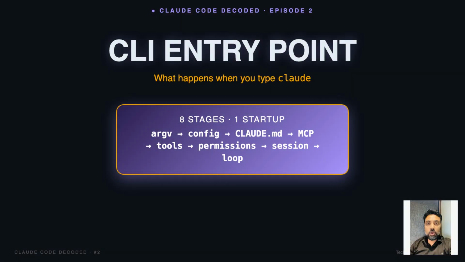Okay, Claude Code, Decoded, episode 2. Today we open the source. Specifically, we trace the path of what happens when you type the word Claude in your terminal and press enter. By the end of this video, you'll know exactly which code runs first, what gets loaded, in what order, and how Claude ends up sitting at that interactive prompt ready to take your first message. This is the foundation. Everything else in this series builds on what loads in the first few 100 milliseconds.